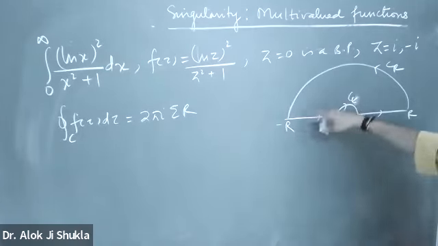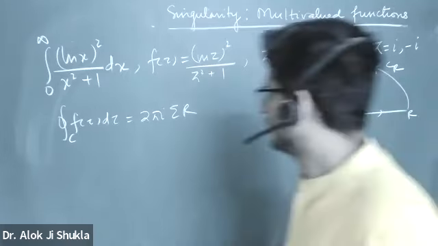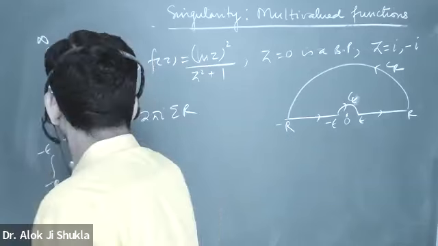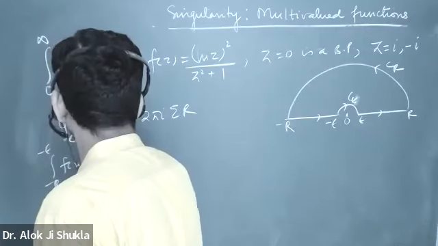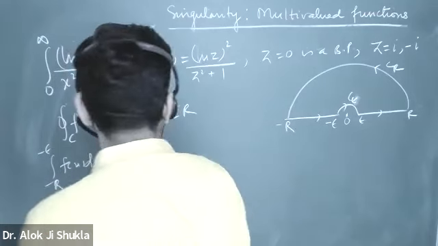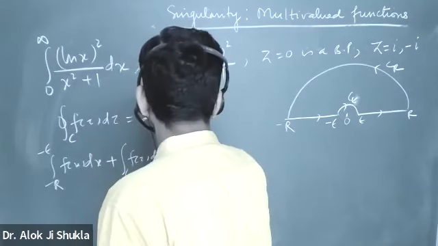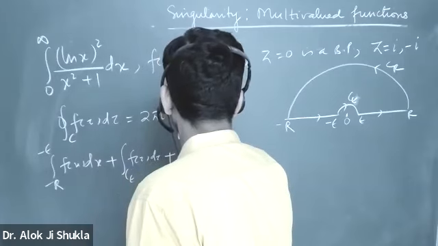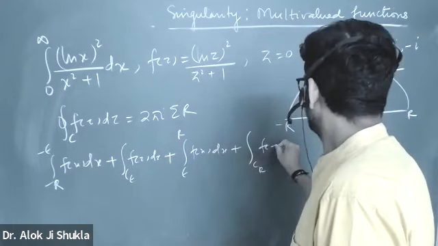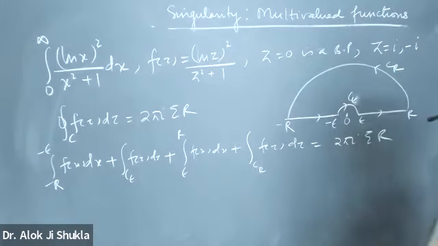And here the contour is made up of straight line, contour, straight line, contour. So let us break it. It will become integral from minus r to minus epsilon f(x) dx, plus integral over c epsilon f(z) dz, plus integral from epsilon to r f(x) dx, plus integral over c r f(z) dz, is equal to 2 pi i sum of residues.